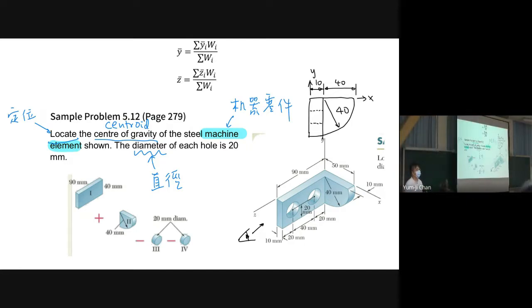You will learn how to draw this in the next semester.